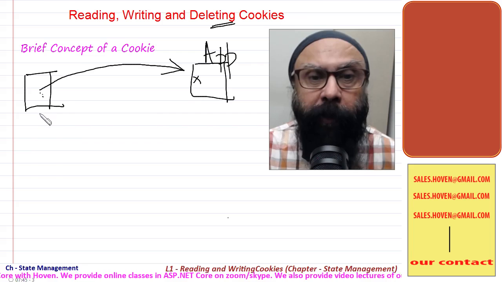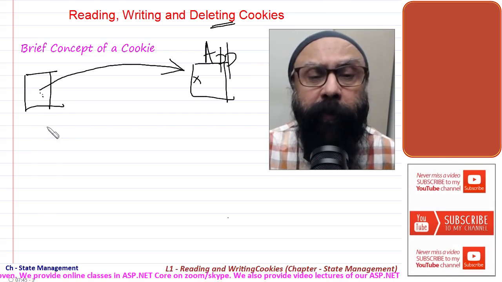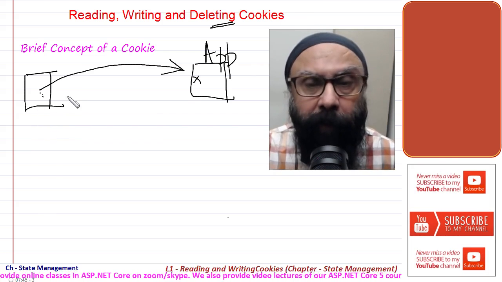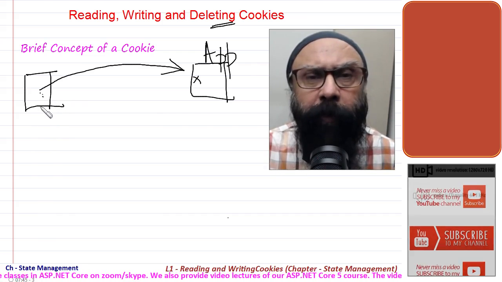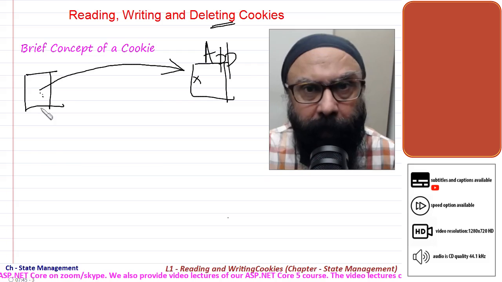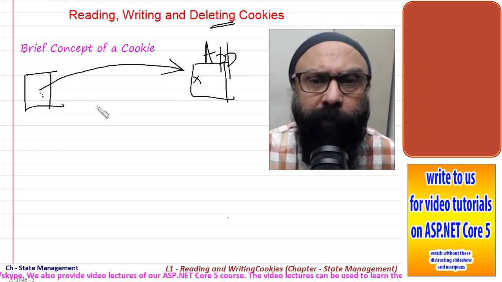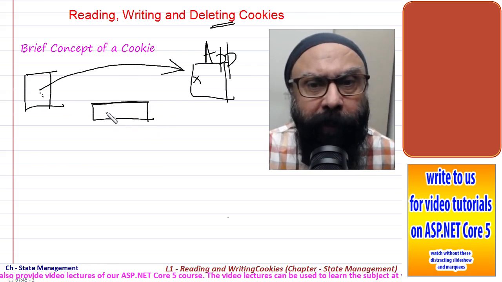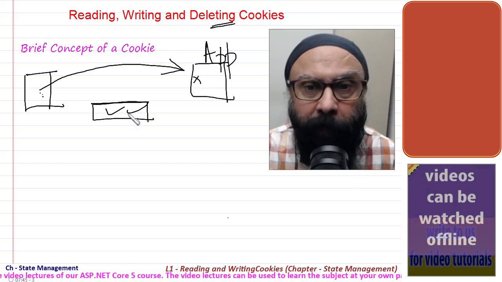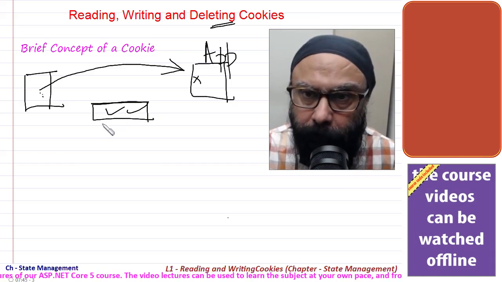This information can be anything, like you must have seen "remember me". This information might be just a small piece of yes or no, that the person is remembered, or maybe his user ID is remembered, as you must have seen sometimes user ID is already entered for you. That is because of a cookie.